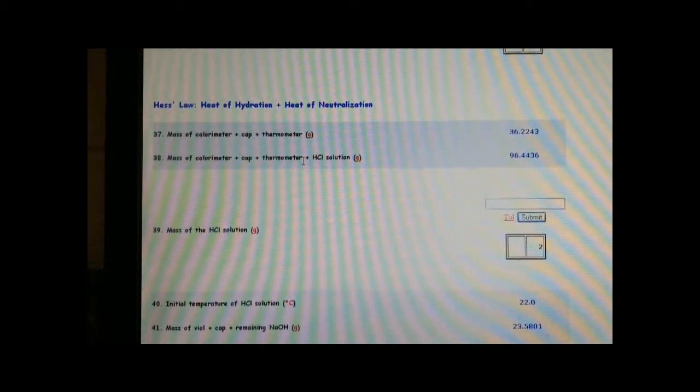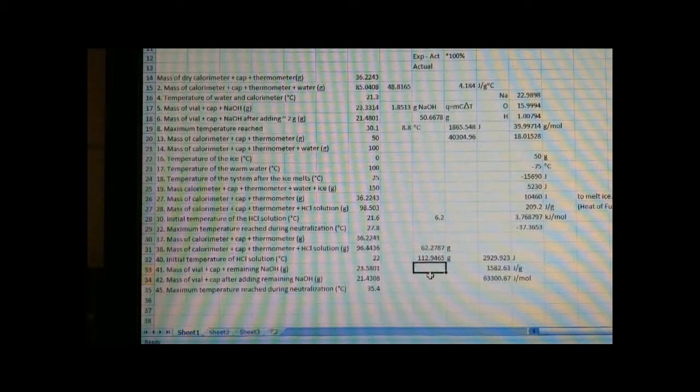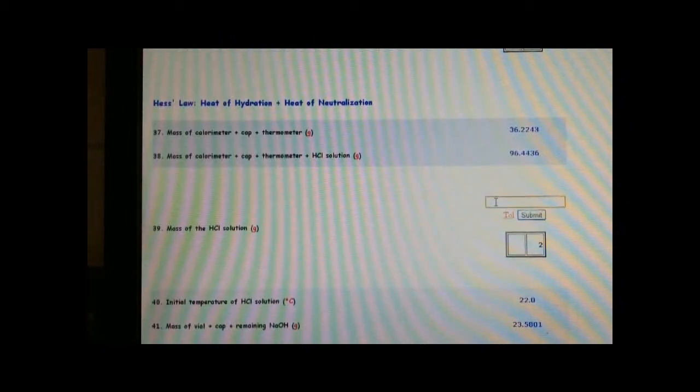All right, so now we're in the last section. Heat, or rather the mass of the HCl solution. Again, just the difference between those. That's the one that I attempted to put in the first time. It's the difference between these two, which is 60.2193. Okay?